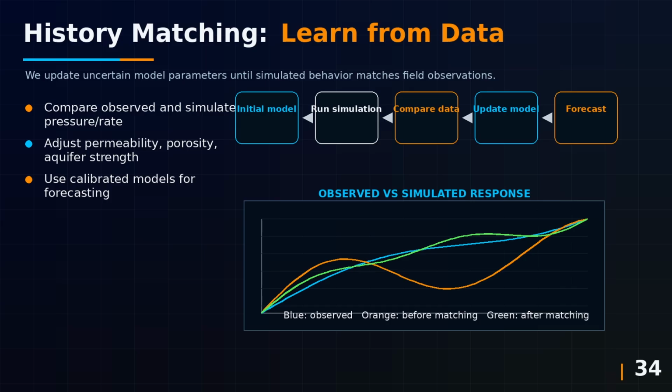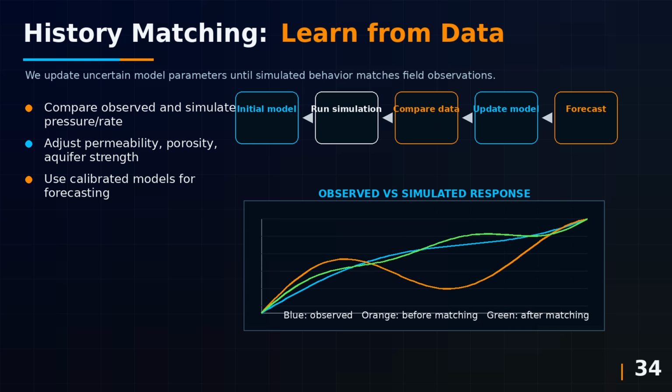However, history matching is not simply curve fitting. A good history match must remain geologically and physically realistic. Many different parameter combinations may match the same data, so uncertainty remains. This is why modern history matching often combines ensemble methods, Bayesian approaches, optimization algorithms, and machine learning. The goal is not to find one perfect model, but to find a set of plausible models that explain the data and support reliable forecasting.